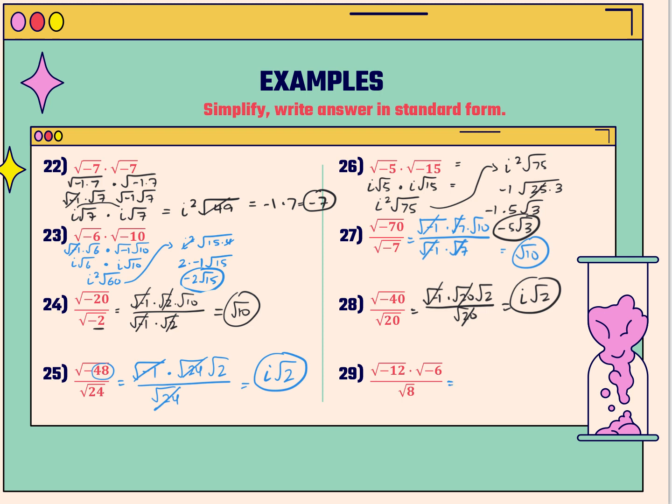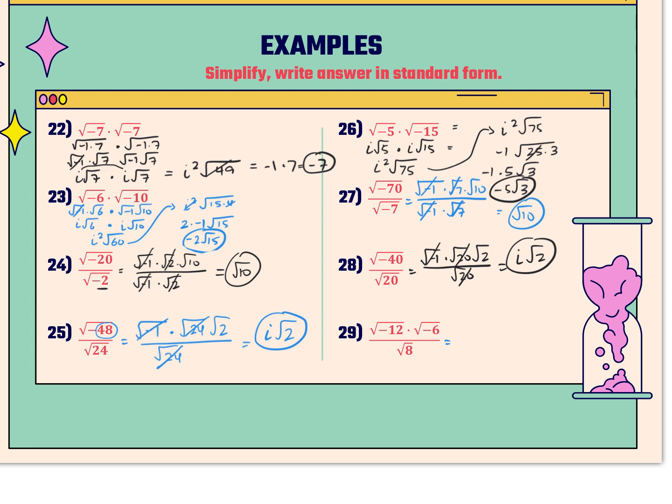And we keep going here again. And I can try to multiply this whole thing out. I don't know what's better, but let me just try to simplify first. So I'm going to get i square root of 12 times i square root of 6 all over the square root of 8. So this numerator is going to be i squared times the square root of 72 all over the square root of 8.